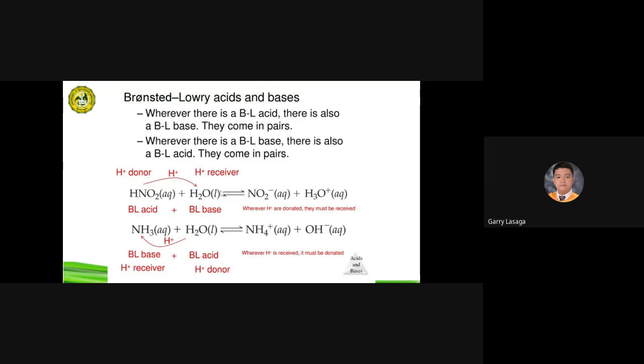So in this example, our water serves as a base, meaning that it will accept the hydrogen coming from our acid. So our base will serve as an H plus receiver, and our HNO2 will serve as an H plus donor. Another example here is water serving as an acid. It will donate its hydrogen ion to ammonia, so it serves as H plus donor, and ammonia serves as the base. It will accept the H plus, so it serves as an H plus receiver.